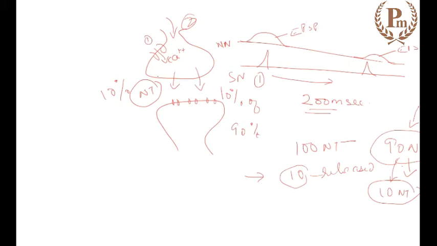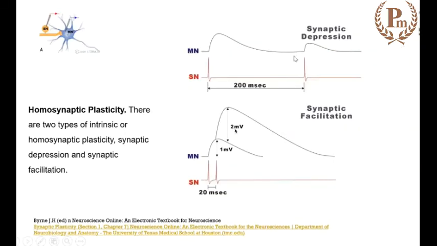When your first impulse had come, you had 100 of them available, so you could release 10% of that 100. When you released that 10%, you got an EPSP at the postsynaptic terminal. Then after a small gap of 200 milliseconds, when you gave another impulse, you had already taken 10% of the previous one. Now you are going to take 10% of the remaining 90%. Got my point? That is the main mechanism for synaptic depression. This is why you get a smaller height of EPSP.